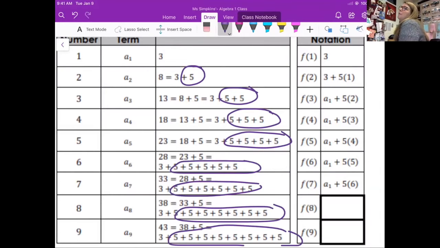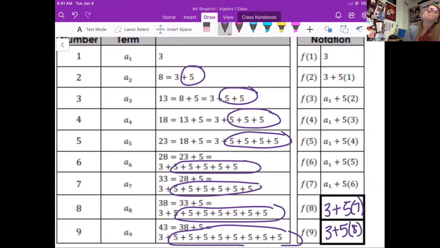So when you learned how to multiply, I hope that your teacher referred to it as repeated addition. So multiplication is just adding the same number multiple times. So if you look over here, we took 3 and we added 5 times 1, one 5. For the third term, we added 5 times 2. For the fourth term, we added 5 times 3, then 5 times 4, then 5 times 5, then 5 times 6. For the eighth term, we would take 3 and add 5 times 7. For the ninth term, we would add 5 times 8.